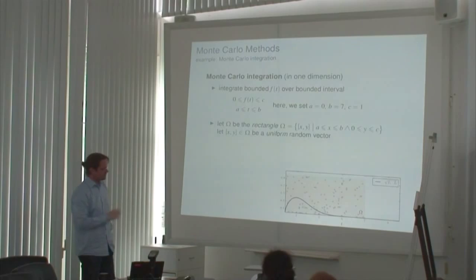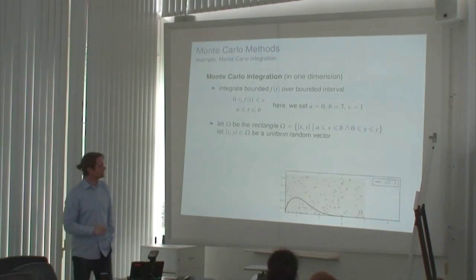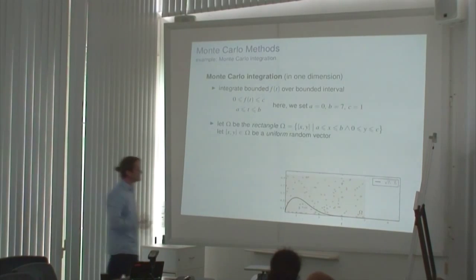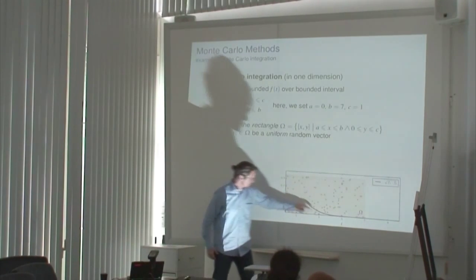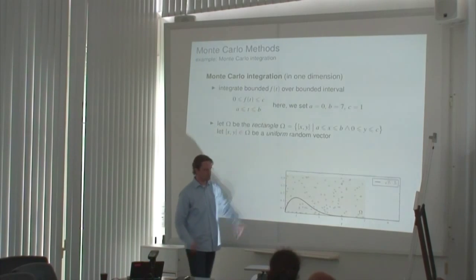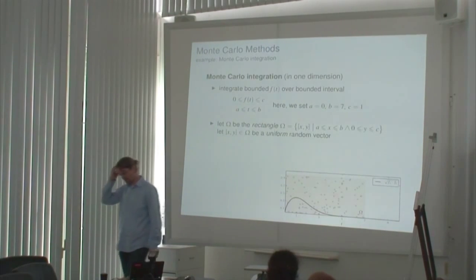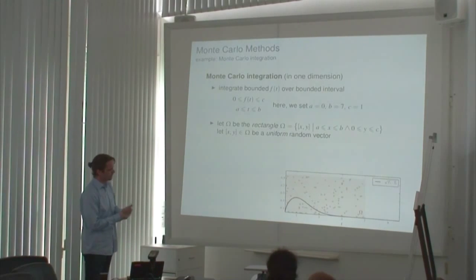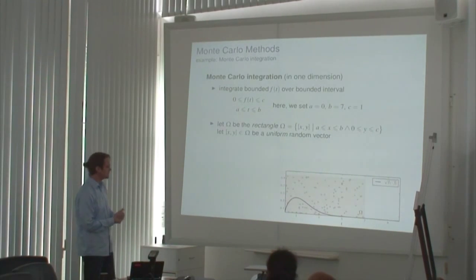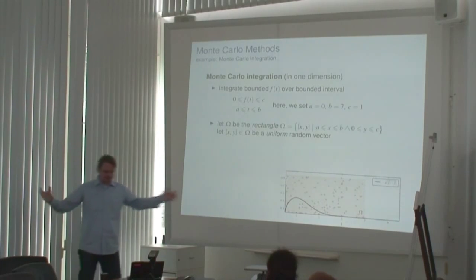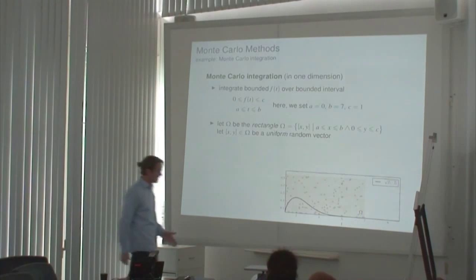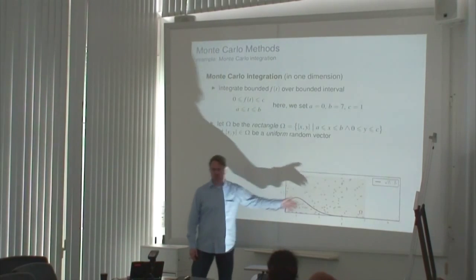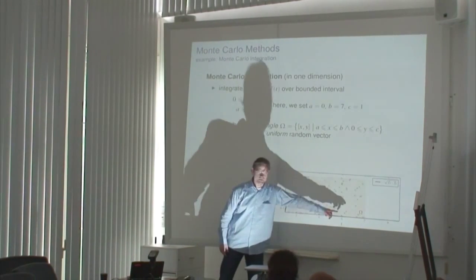Now let's look at the idea of Monte Carlo integration. And here is how that works. We want to integrate a function, which is the square root of one variable times the other. And in order for this to work, the domain of the function has to be bounded. Right? So we have to have some lower limit and some upper limit. 0 and, in our case, 7.